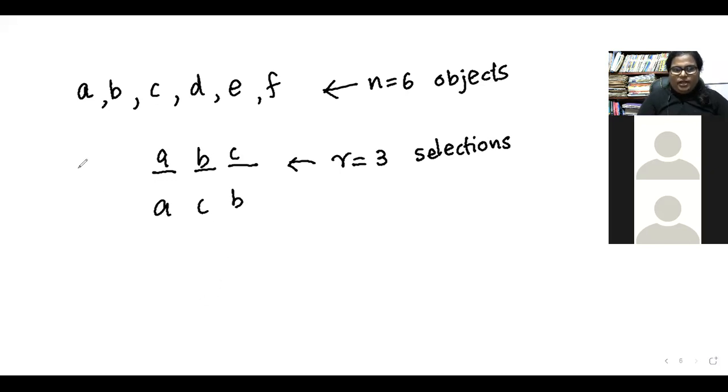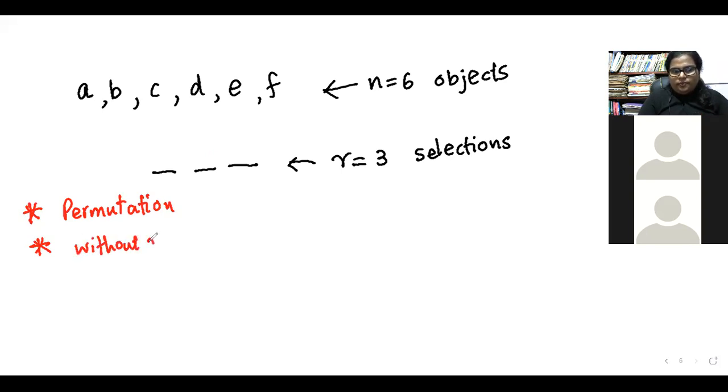Right, the first thing that we have to determine in this type of question is whether it is a permutation or a combination, right? So now we have decided that it is a permutation. Then the second thing is whether repetitions are allowed or not. In the question it is given that repetitions are not allowed, so we have to use it without repeating, right?